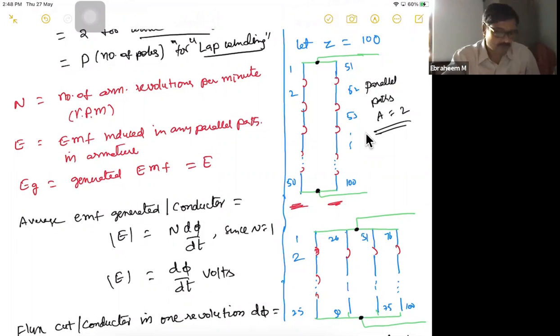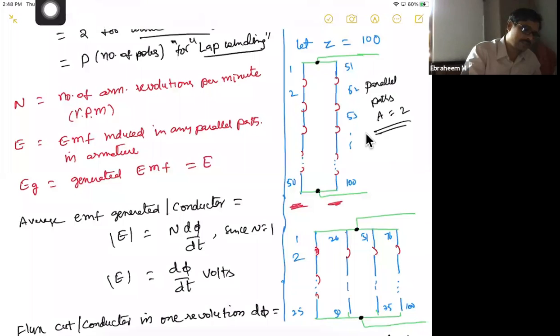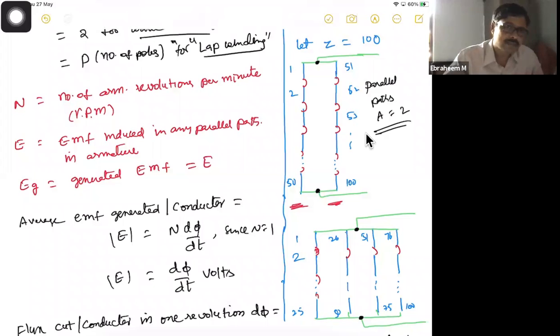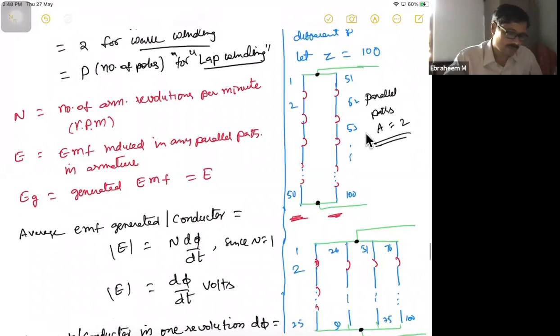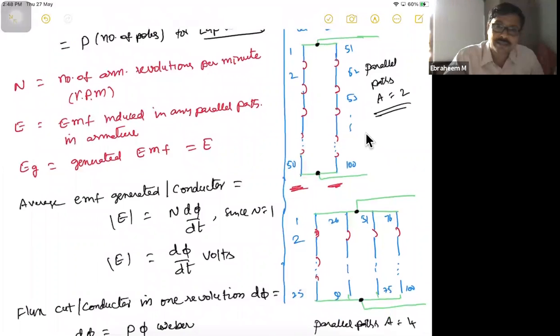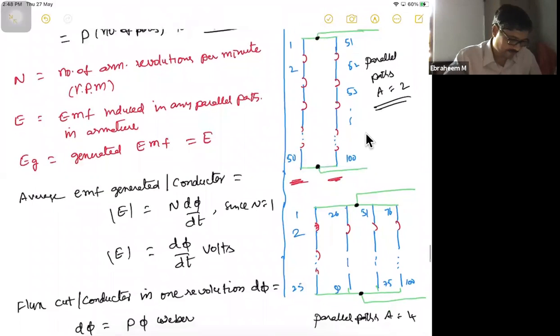Okay. So we did not go into the details of what a wave winding is and what a lap winding is. That is absolutely unnecessary for you, right? So here, these are the two types of windings. The only thing you need to remember here is how many parallel paths there will be in a wave winding and how many in a lap winding.